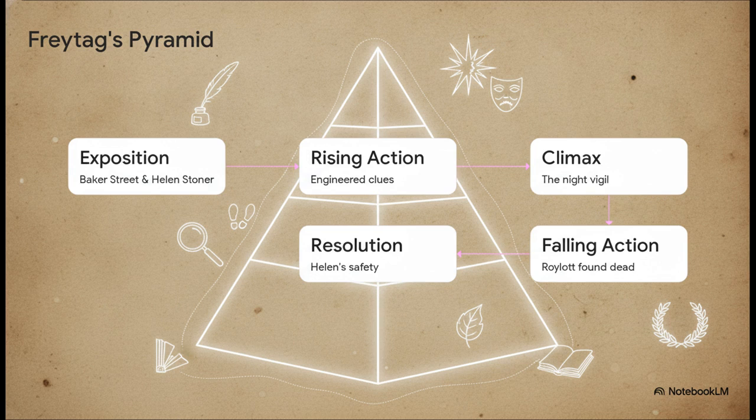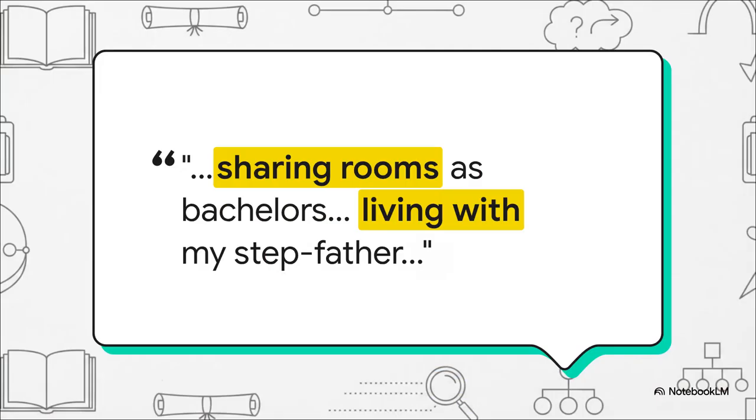It begins with the exposition, climbs through the rising action to an absolute peak at the climax, drops into the falling action, and finally settles into the resolution. Let's see this in action. The first stage, the exposition, grounds us. In the story, our exposition establishes the iconic Baker Street setting and introduces Helen and Julia. We learn about their living situation, which plants the essential background seeds for the mystery that's about to unfold.